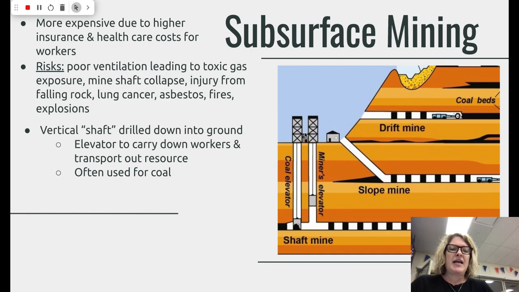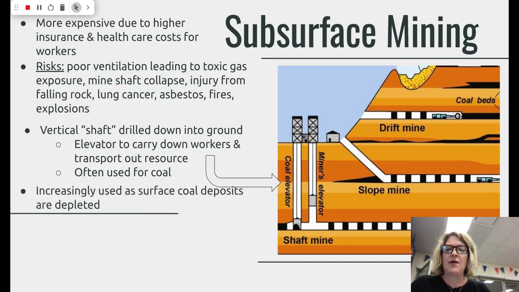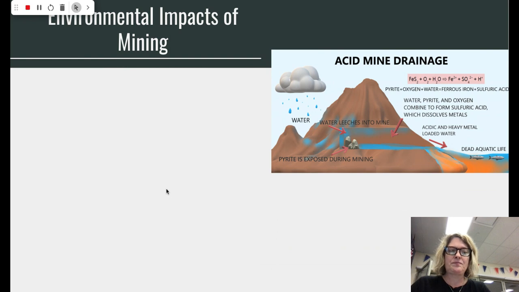And so with subsurface mining, there's always some type of vertical shaft that's drilled into the ground, and then an elevator is installed to allow the miners to get into the mines, and the coal to get out of the mines. Coal tends to be the most common form of subsurface mining that we have because it is so deep in the ground. It's increasingly used more and more throughout the world because as our surface coal deposits are depleted, we're having to go further into the ground to find coal.